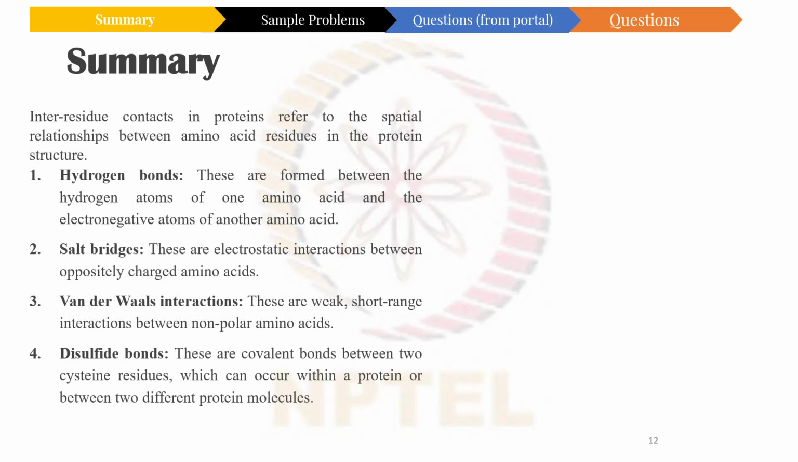Next are the interresidue contacts in proteins, which refer to the spatial relationship between amino acid residues in the protein structure. These contacts play a crucial role in determining the folding and stability of the protein, as well as their interactions with other proteins.